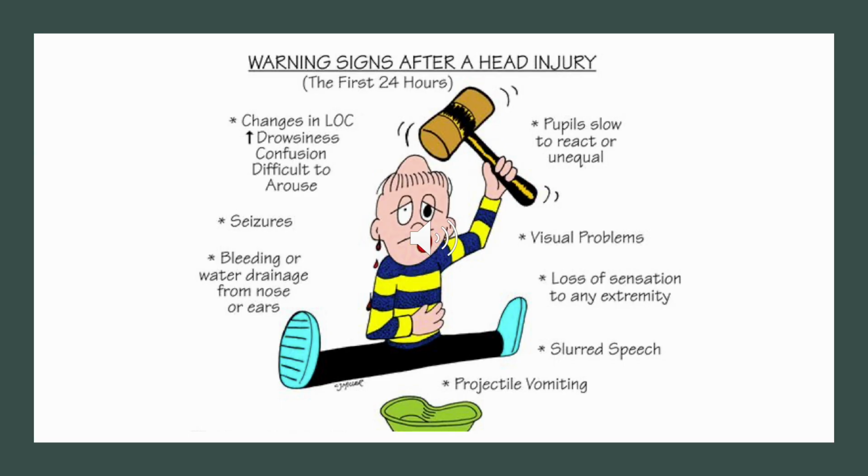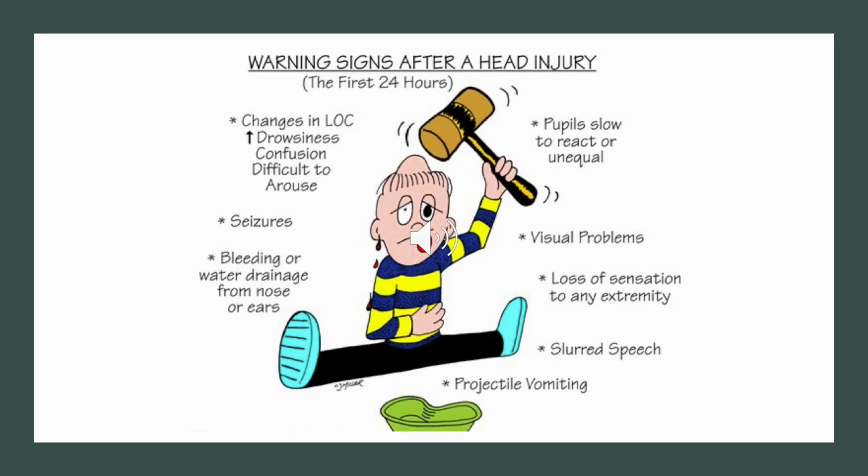So the first sign of increased intracranial pressure is a change in their LOC. Maybe they're becoming disgruntled. Maybe they have apathy. Something that there's a change in their LOC. Usually it's drowsiness, confusion, and they're difficult to arouse. So you want to catch that early. Pupils is a little bit later.